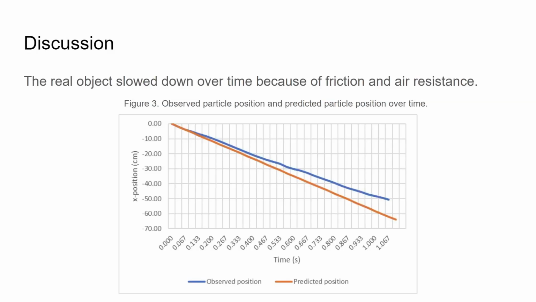The main difference between the predicted motion of the object and the real motion of the object is that the real object slowed down slightly over time, while the computer-modeled particle did not. This difference is clearly visible in Figure 3. The graph of the computer-modeled particle's position over time is a straight line, while the graph of the real object's position over time has a slight upwards curve as the change in x position becomes less negative, thus its speed is decreasing.